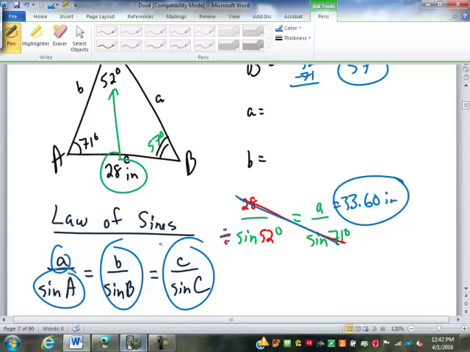Not for the law of sines, no. There will be a law of cosines that comes up. That'll be for a little bit different situation.